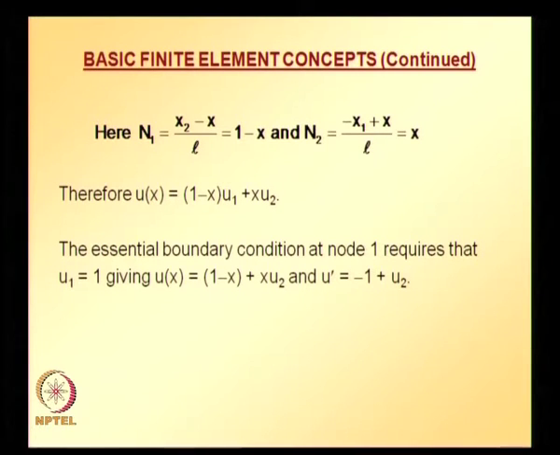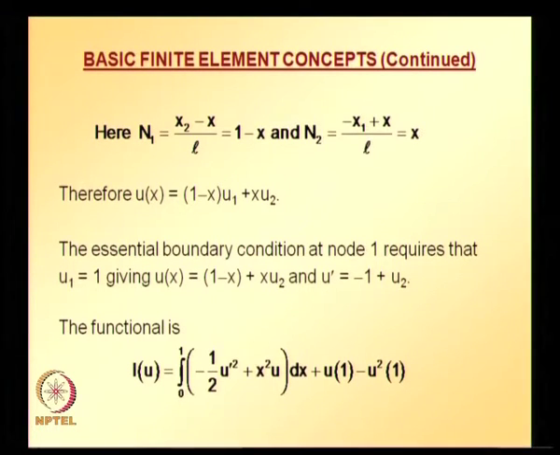When you substitute u1 equal to 1 into the previous equation, the trial solution, it becomes u equal to 1 minus x plus x times u2, and the derivative of it you can easily find, it turns out to be minus 1 plus u2. So all these quantities, that is the trial solution and the derivative of the trial solution, are required for us to plug into the equivalent functional. So we need to plug into this functional.